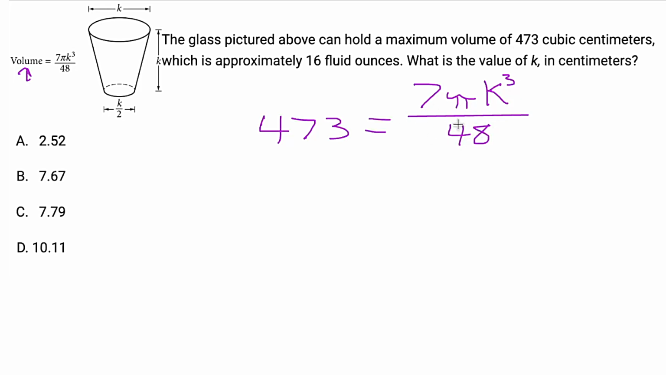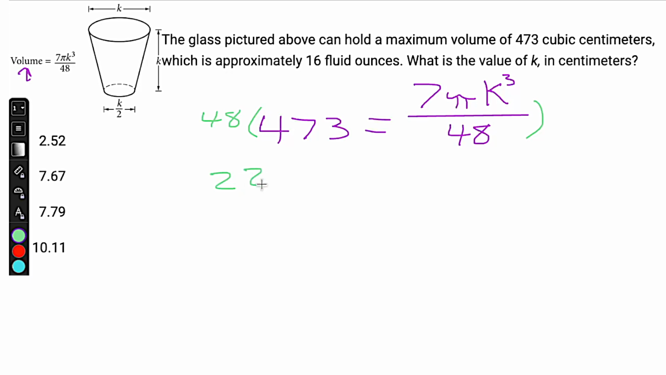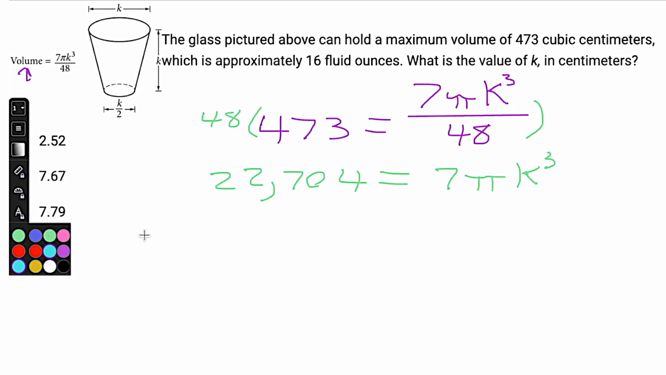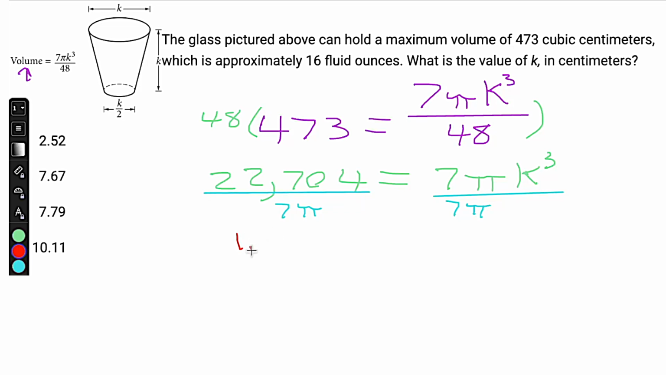All right. And then from here, step 4, if you remember, is to isolate the target variable. It is asking what is the value of K, so we want to isolate K. The steps I would take: multiply by 48 to get rid of the denominator on the right side, which gets 22,704. I plugged that into my calculator. Okay, from here, we want to get rid of the 7 pi, so I'm going to go ahead and divide by 7 pi. We got 1032.42, and I'm just rounding to the nearest hundredths place there.